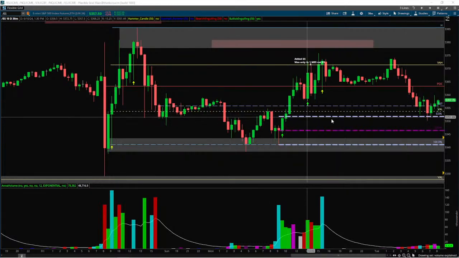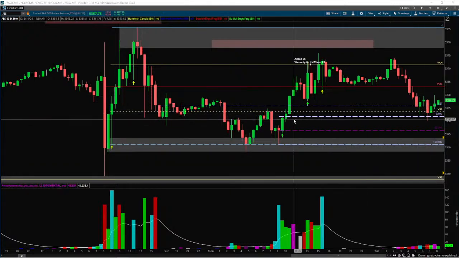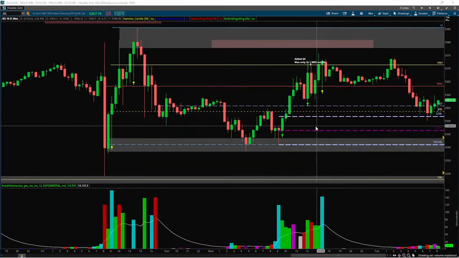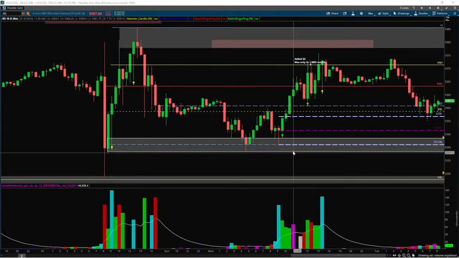So then an area of interest right now is definitely going to be this here, which is yesterday's initial balance high. We're bouncing off of that. So let me clear up my charts and try to figure out where exactly we are moving.